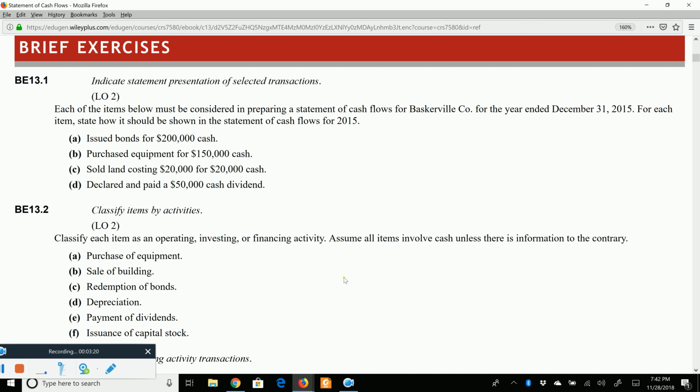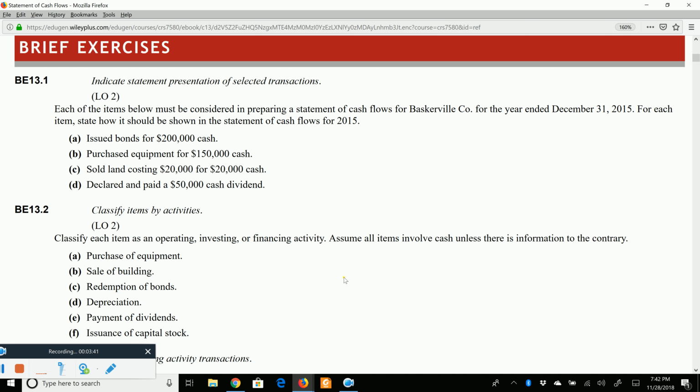Letter C, sold land costing $20,000 for $20,000 cash. So we're selling land and we're receiving cash. This is a cash inflow. And once again, just like B, land is a fixed asset, part of the property, plant, and equipment. Therefore, it's going to be an investing activity.